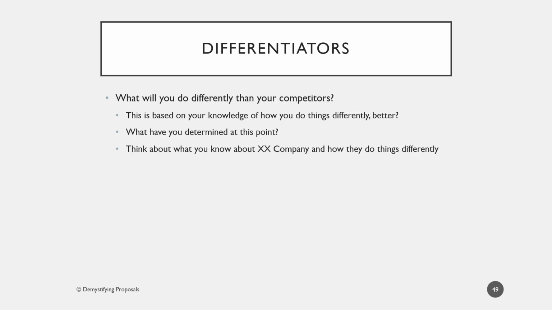to the evaluators. So differentiators are what do you do differently than your competitors? This is based on your knowledge of how your company does things differently. Most companies have things that they claim that they do differently than other companies. If you can, it's always a good idea to incorporate those into your proposal. And think about what you know about another company, how they do things differently. And maybe you can do what we call ghosting, which is explain how your way of doing things might be better than somebody's alternative way of doing things without naming the company. You would never want to name another company in your proposal.